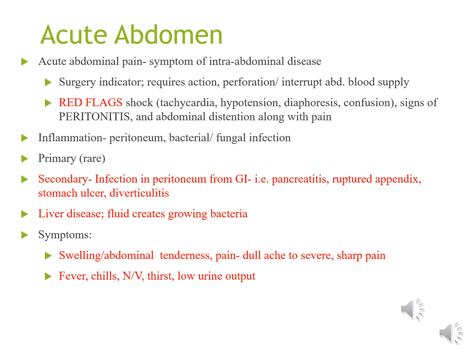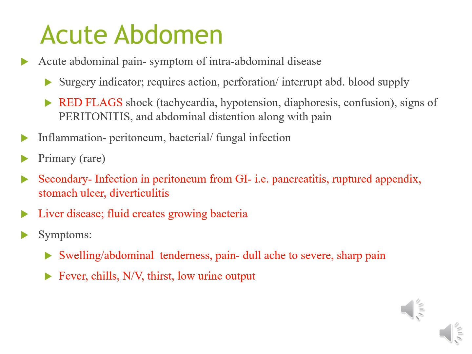So the acute abdomen primary is rare. It's usually secondary to an infection of that peritoneal sac or infection of the organs like pancreatitis, a ruptured appendix, peptic ulcer disease, and diverticulitis. Liver disease or ascites, actually, when that fluid sits in the abdomen, that fluid can grow bacteria as well and can cause an acute abdomen.